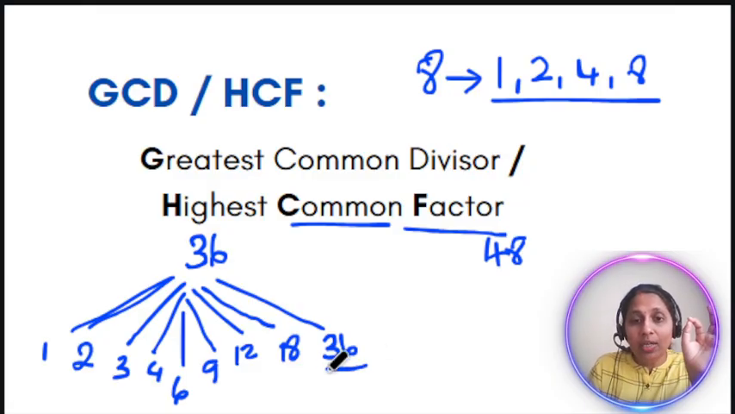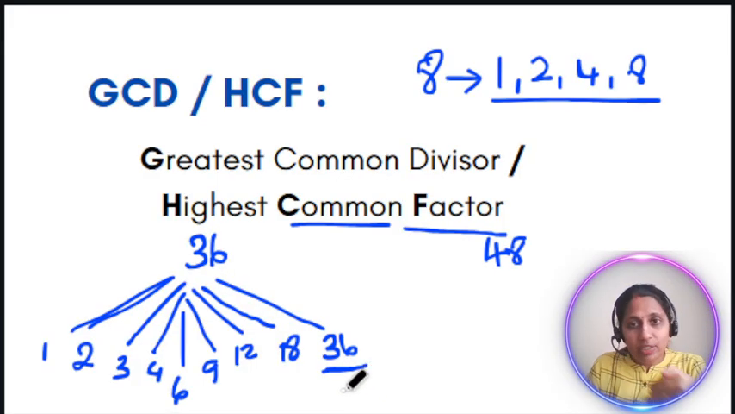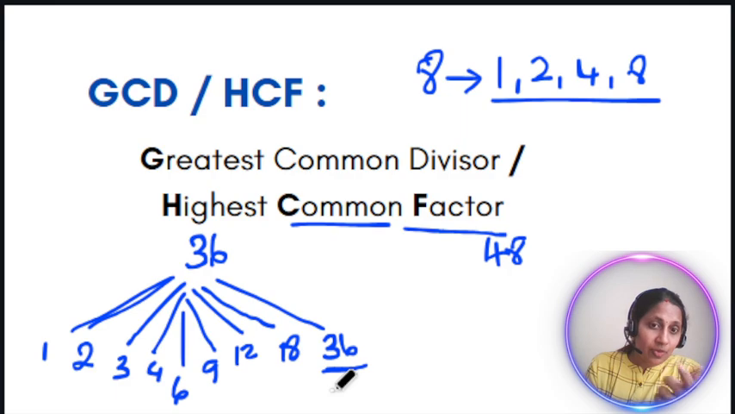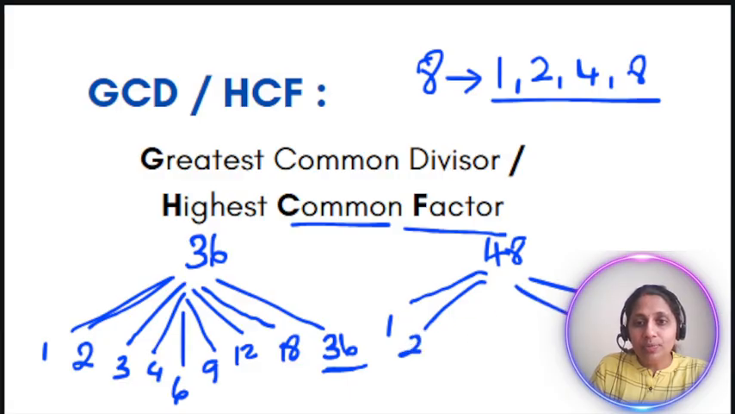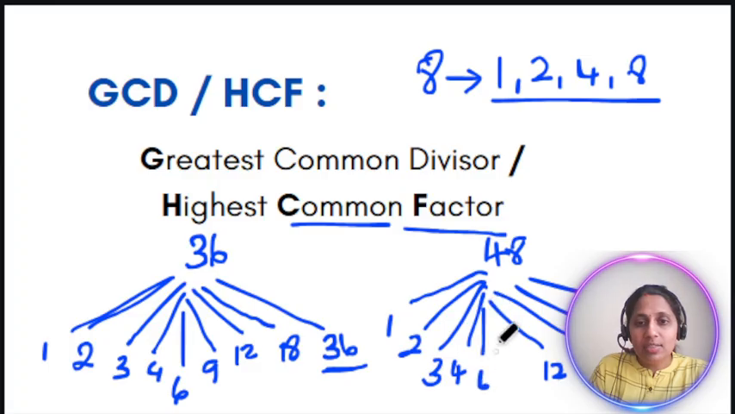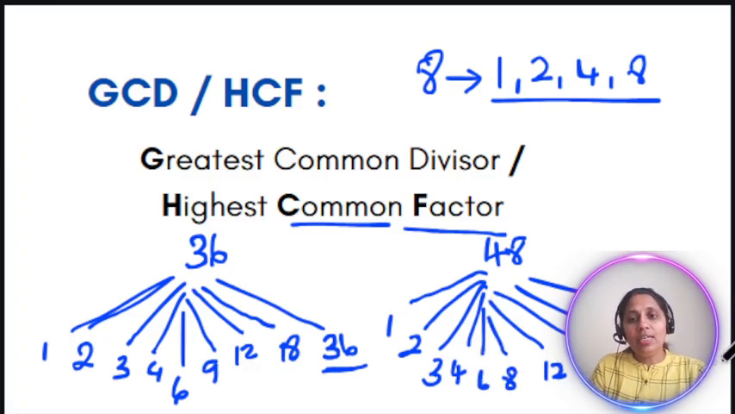Note that the number does not go beyond 36, right? Because we already said it is a divisor, so it will be smaller than 36 only. And they are finite. We can count the number of factors for 36. Similarly, 48. So 1 times 48 is 48. So 1 and 48 are factors. 2 times 24, 3 times 16, 4 times 12, 6 times 8. So all these numbers are factors of 48.